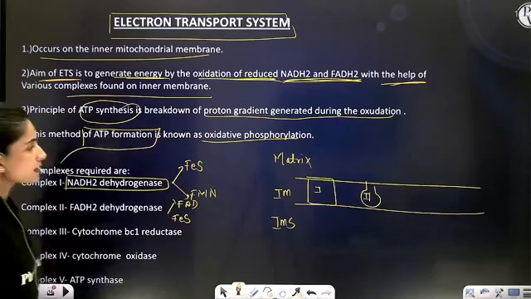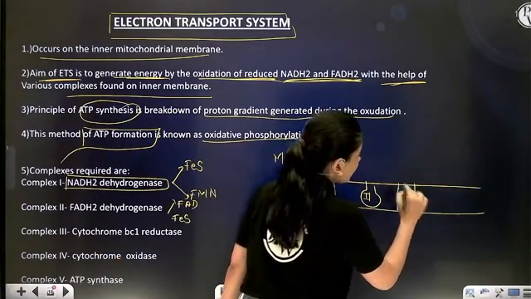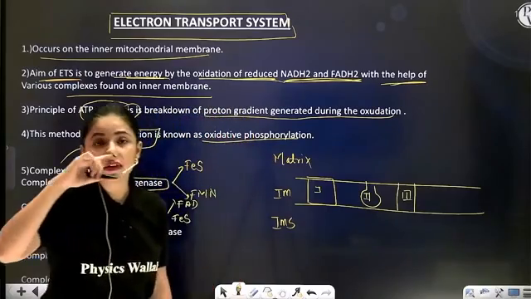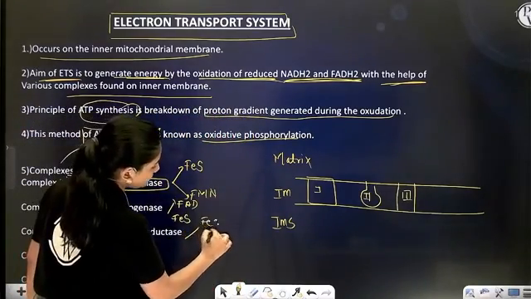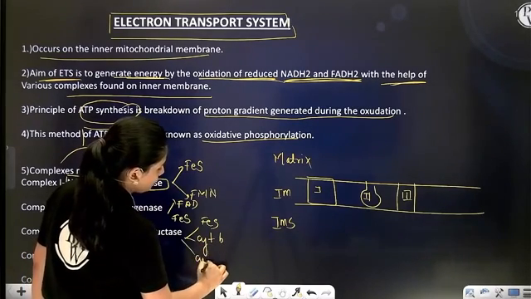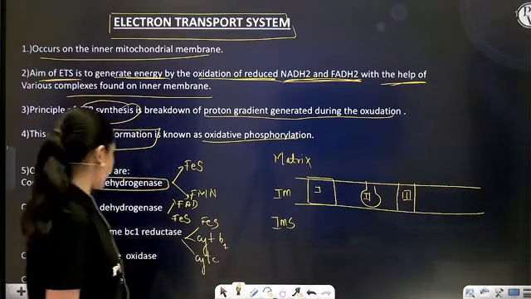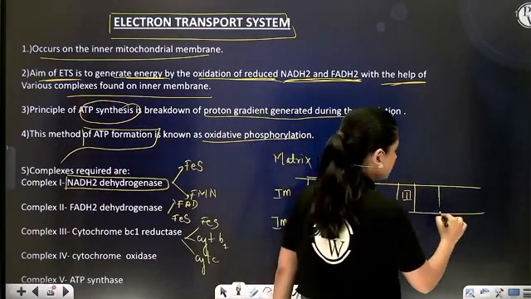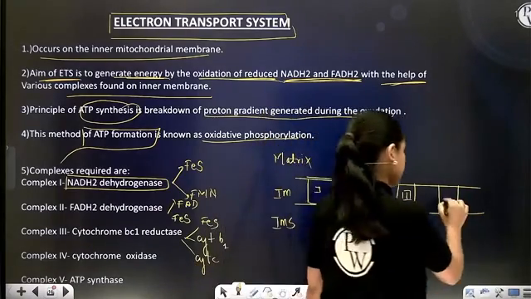Third, complex 3, as 3 says, it is made up of three components: cytochrome B, cytochrome C1 and iron sulfur. Right? Fourth complex is cytochrome C oxidase, which is again made up of four components. Complex 4, four components. Simple to remember.